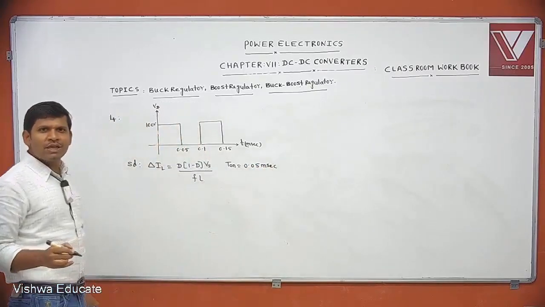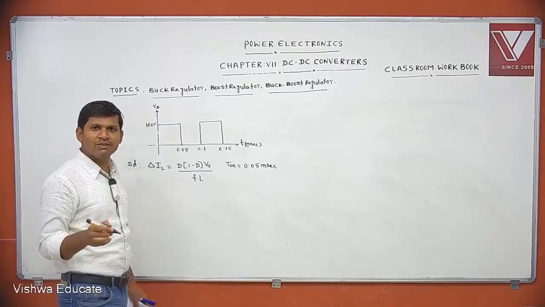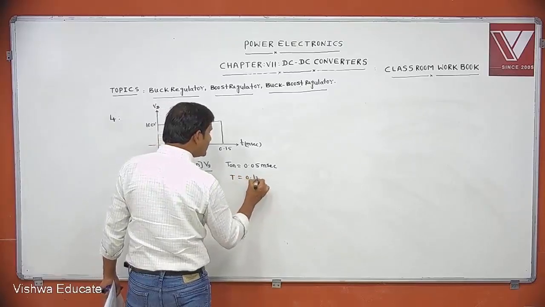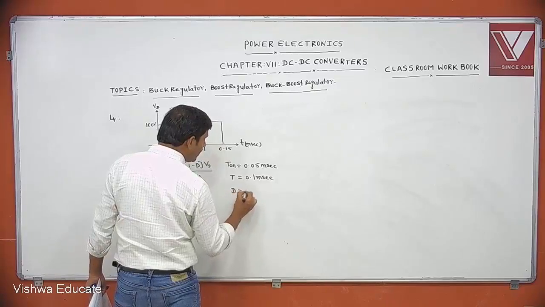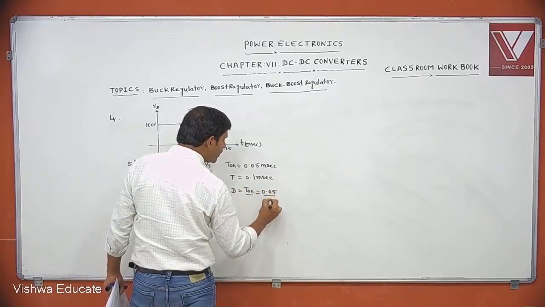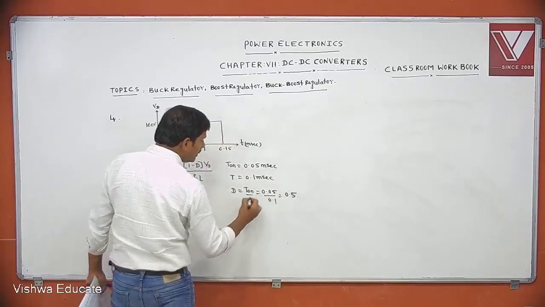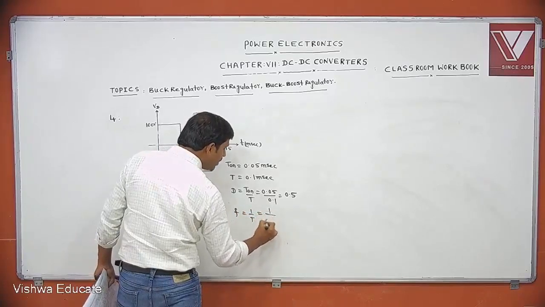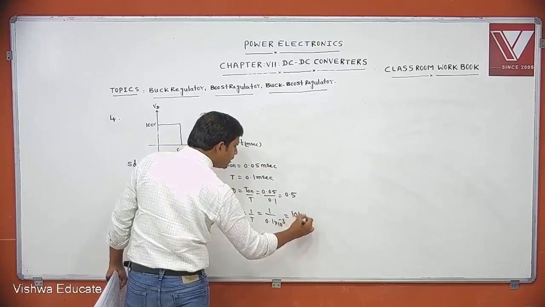Instead of giving the duty cycle directly, this waveform is given. From that data you calculate the switching frequency and the duty cycle. What is the total time period? 0.1 milliseconds. Then the duty cycle is T on by T, that is 0.05 by 0.1, which is 0.5. Then the frequency equals 1 by T, that is 1 by 0.1 into 10 power minus 3, which gives 10 kilohertz.